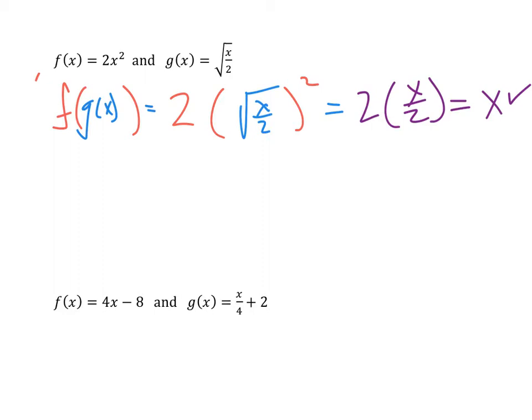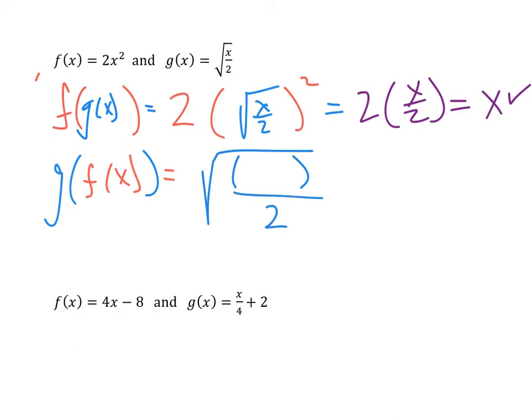That's good news. Now we got to check it the other way. It's got to be true both ways here. So we're going to put f of x inside of g. So g is this square root function. G is defined as a square root of something over 2. And what goes into the something? The something is 2x squared. All right. So the 2's cancel there. We've got the square root of x squared, and the square root of x squared is x.